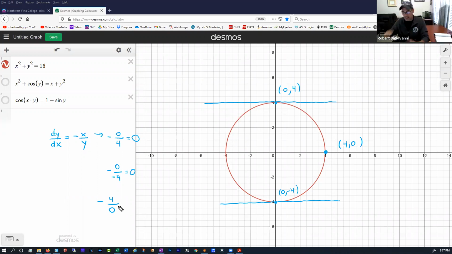It's undefined. And that's why at this point, we know that the tangent line is vertical, don't we? And our formula is actually telling us that, right? Like at that point, (4, 0), we try plugging into this formula and we have a problem, which tells us that our tangent line is vertical.